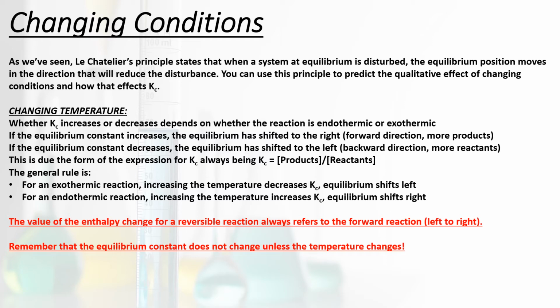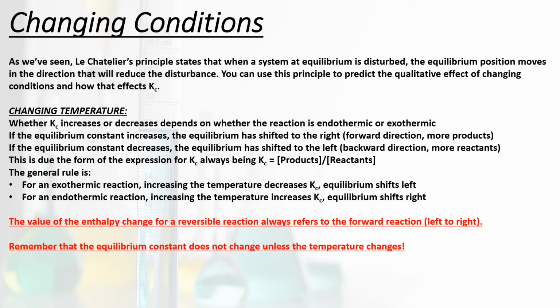Therefore, the opposite direction, the backward reaction. Therefore, we produce more reactants, and from our expression of Kc, with reactants being on the bottom, Kc decreases. And also the converse is true. If we then have an endothermic reaction and increase the temperature, the equilibrium is going to want to oppose that change. It's going to want to move in the direction that reduces the temperature, takes in heat. That's the endothermic direction, the forward direction. And so this produces a bigger value of Kc because we produce more products as our equilibrium shifts right.